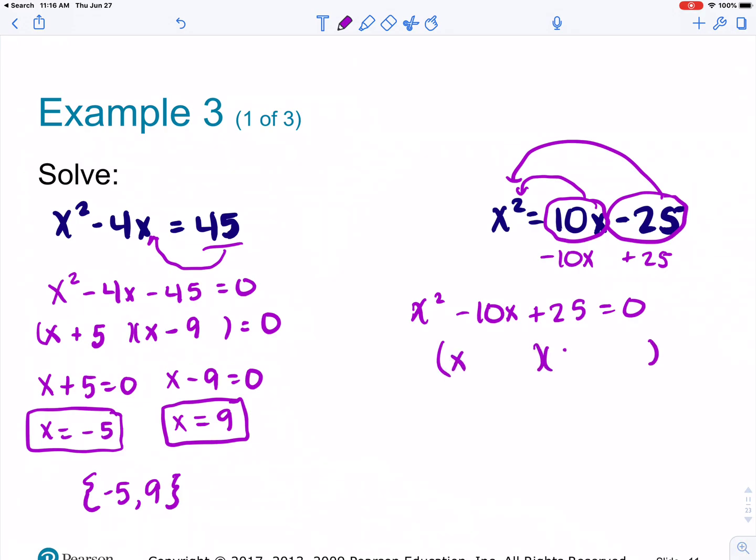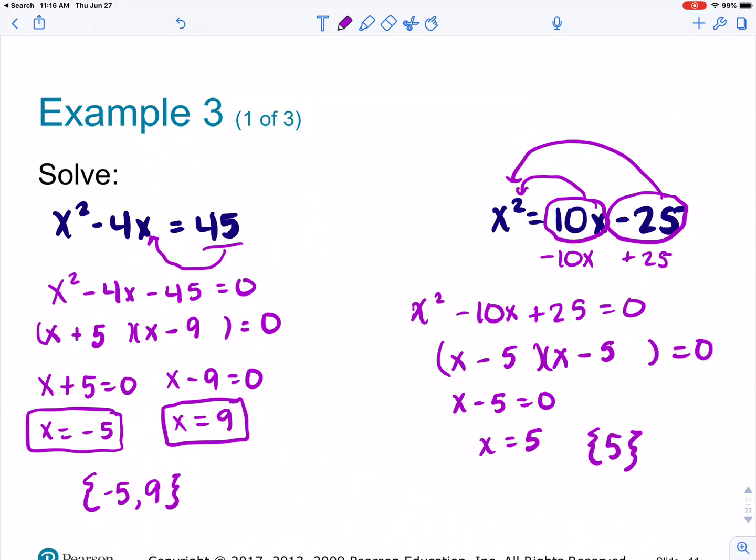So x and x. It's going to be minus minus. What times what makes 25? It adds up to be 10. 5 and 5. Okay, now this is a special case because they're both the same. And so what we're going to do is we're going to say x minus 5 equals 0. No reason to write it again. And so then we write x equals 5. And in this case, you have one solution.